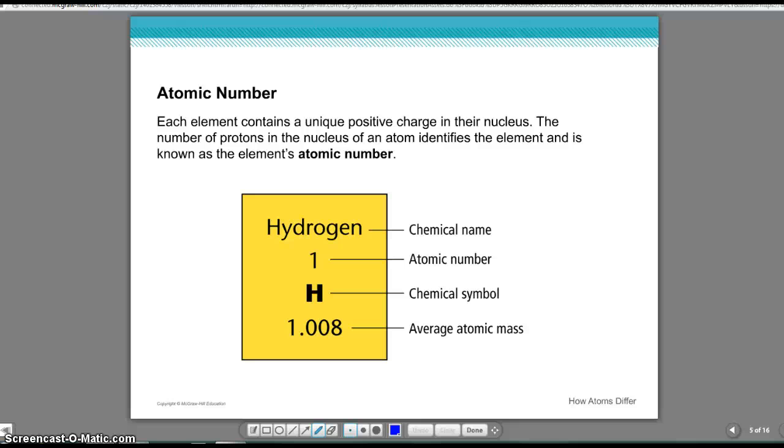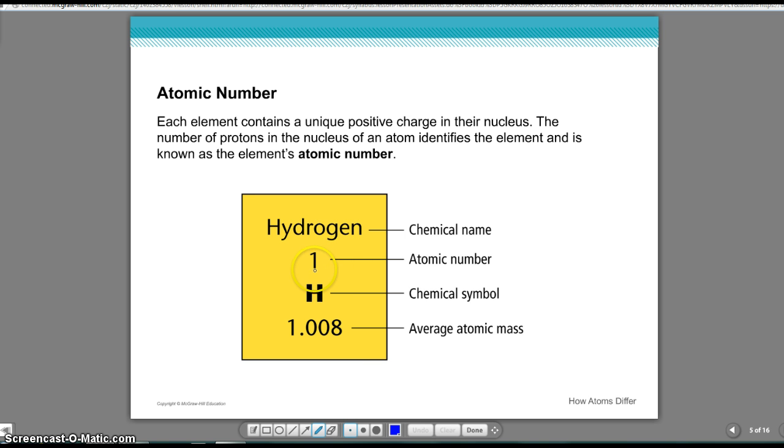All right, let's continue talking about the atom. We want to get into now what we know from the periodic table. So when you're looking at an element on the periodic table, you're looking at its square, you're given the chemical's name and its symbol. The whole number that you're given represents the atomic number, and the atomic number is the number of protons in the nucleus. It's what identifies the element.